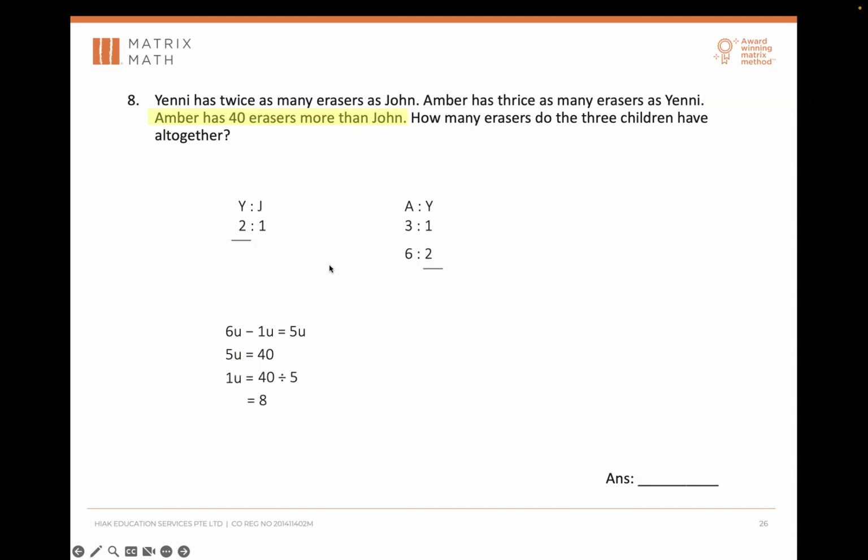After you get the value of 1 unit, you read the question again. How many erasers do the 3 children have all together? The 3 children is made up of 2 units Yenny, 1 unit John, 6 units Amber. Do not pick this row of values because you already made a common base. So use the common base ratio. So it's 2 plus 1 plus 6, not 3. 2 plus 1 plus 6.